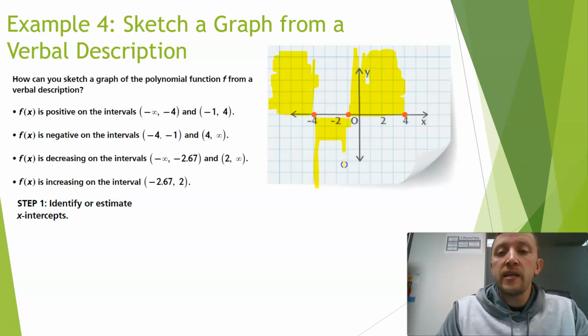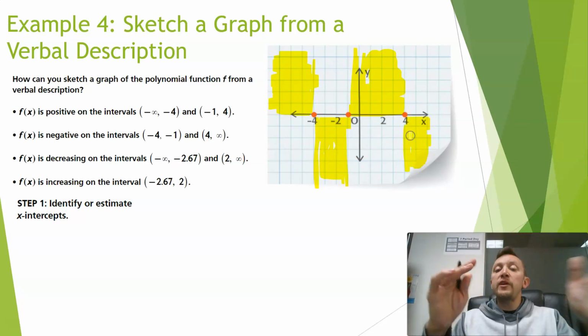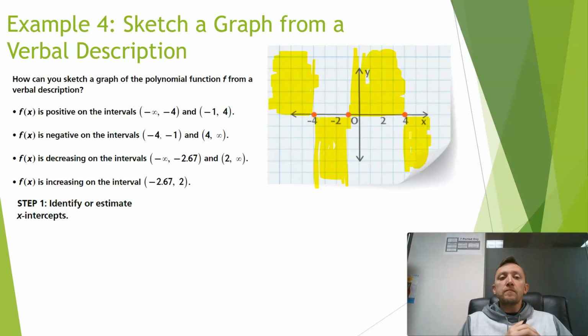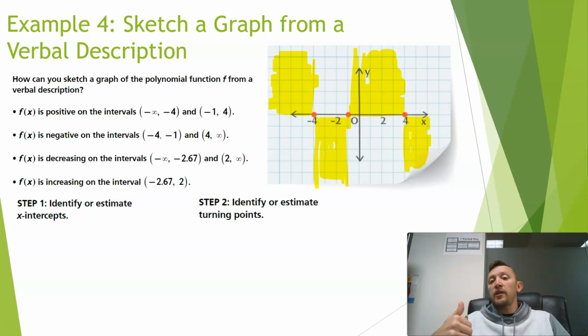So after we get these x-intercepts figured out, we can figure out, by the description, which regions the graph is going to be in. Okay, so now we're going to go to step 2. Step 2 says to identify or estimate where the turning points would be. So the turning points are going to be where it goes from decreasing to increasing.